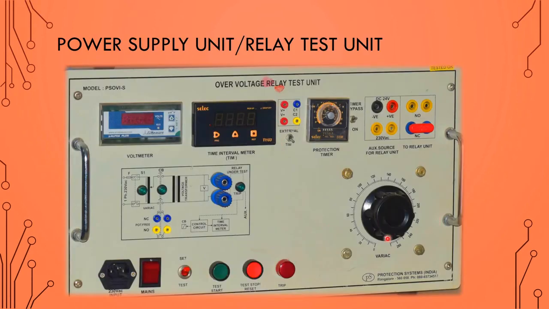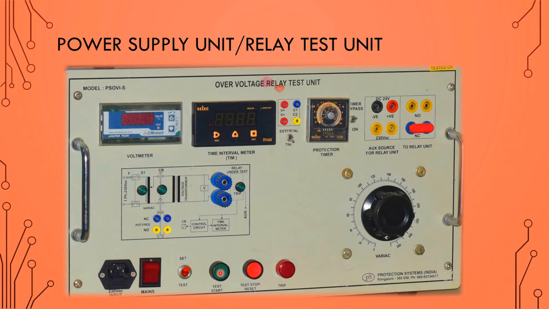Next we will see the power supply unit, or the over voltage relay test unit. So what things are there, we will see here. This is the input terminal, that means we will give 230 volt input to this terminal, and this is the mains rocker switch. This image is showing this switch. When we turn on this switch, the input voltage which you have applied here will come across the variac. Then these two switches are the switches of the circuit breaker.